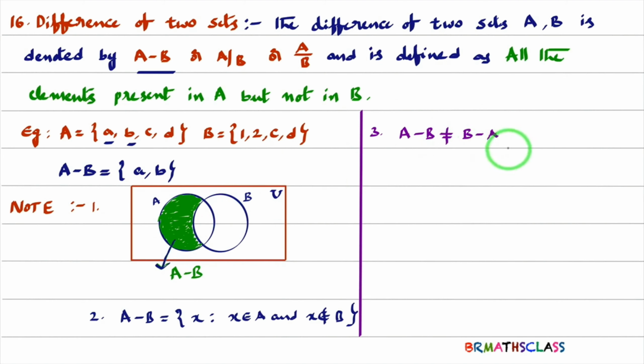Try to understand. In the previous class, we learned A union B is the same as B union A. A intersection B is the same as B intersection A. Whereas when it comes to the difference between two sets, A minus B is not equal to B minus A.